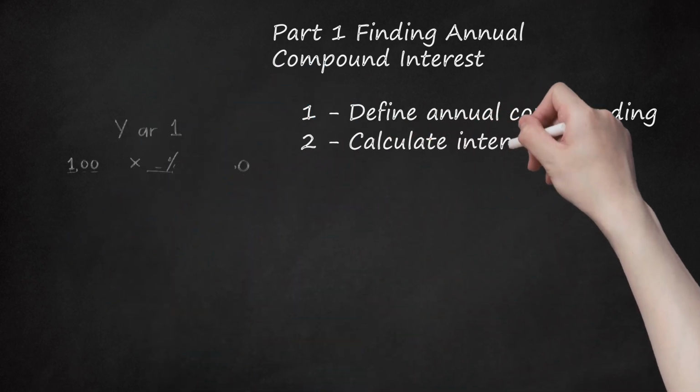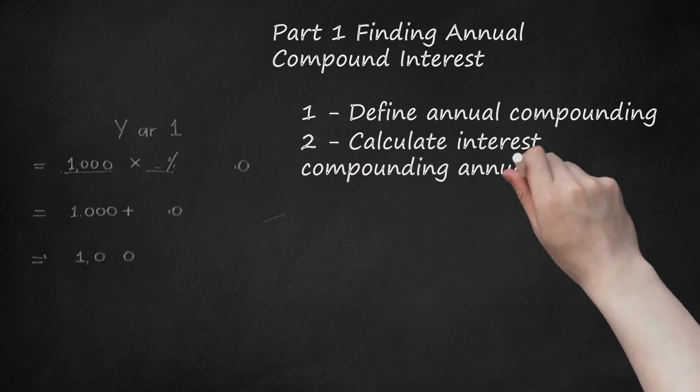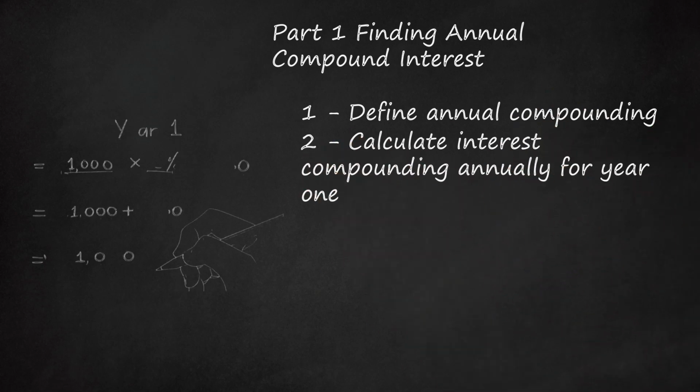2. Calculate interest compounding annually for year 1. Assume that you own a $1,000, 6% savings bond issued by the U.S. Treasury. Treasury savings bonds pay out interest each year, based on their interest rate and current value. Interest paid in year 1 would be $60: $1,000 multiplied by 6% equals $60.